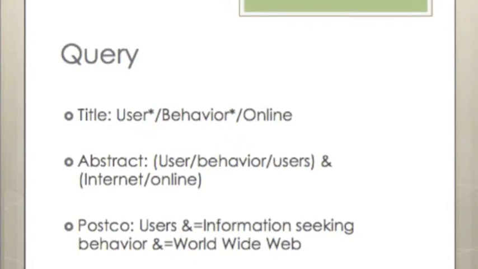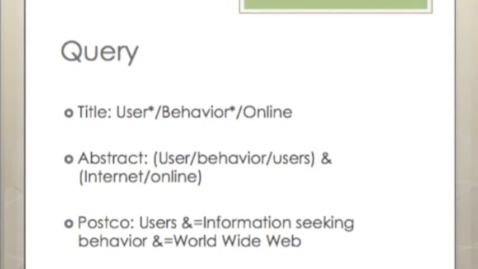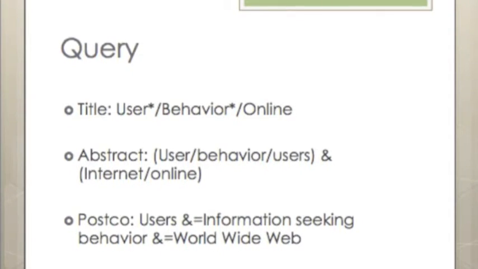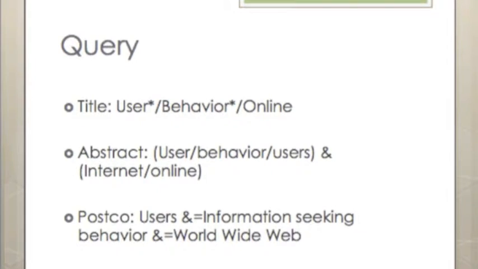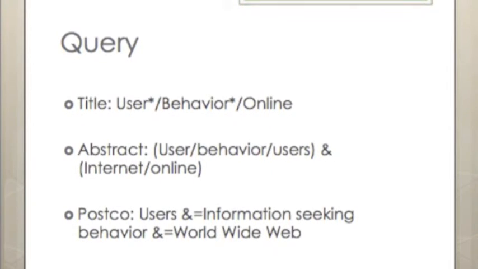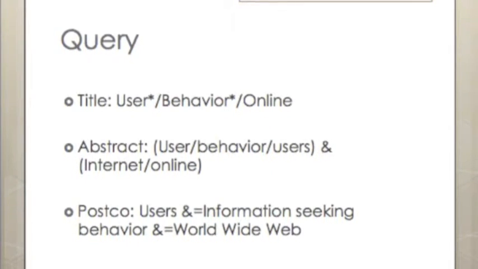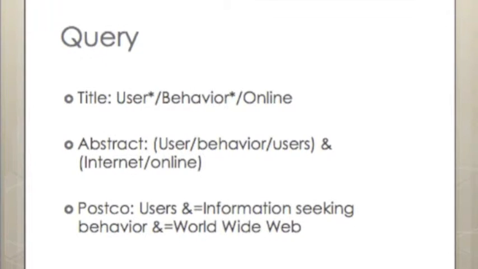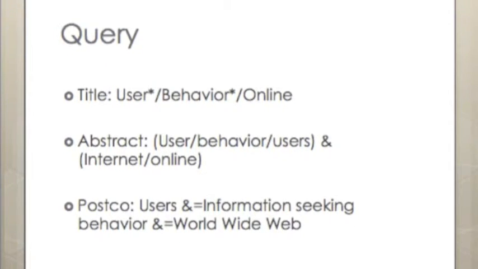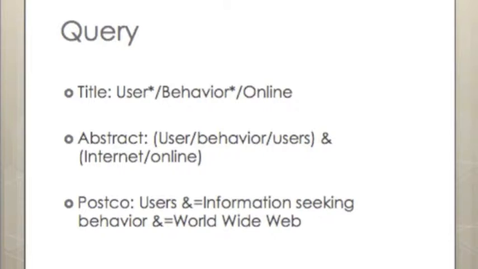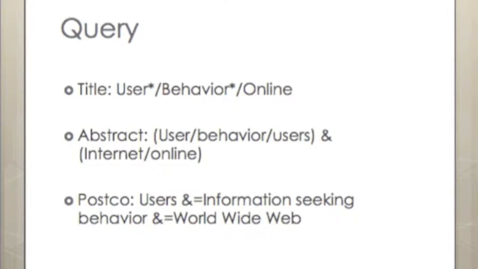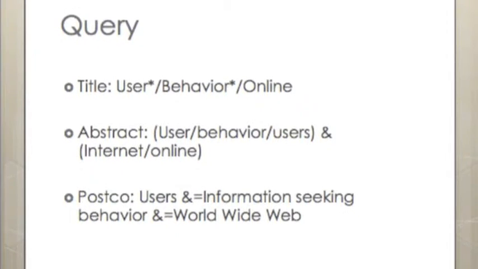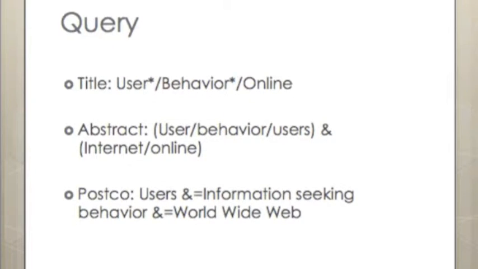Abstracts tend to be longer due to their descriptive nature, so in that field we'll use user, or behavior, or users. Any one of those three words must match with internet or online. In the postcode field, which is a field that has assigned vocabulary words to each document, I have to use that predetermined vocabulary to search, so we'll use users and information-seeking behavior and World Wide Web.